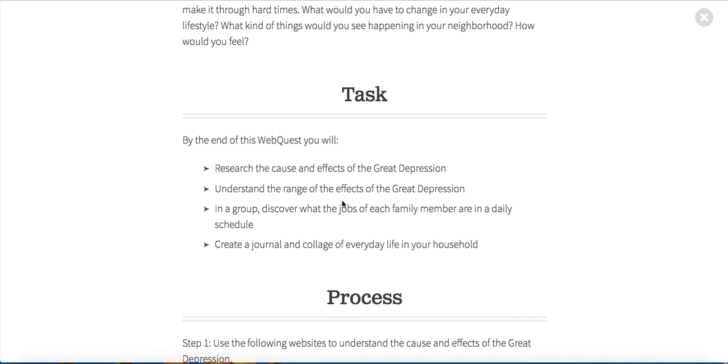So next we're going to introduce the tasks that they're going to do. They'll see this again, but just to give them an overview of their web quest, they're going to research the cause and effects of the Great Depression, understand that range of effects, and then understand how the family is impacted through the Great Depression, whether they're going to act as the mom, the dad, or the child, and just understand their daily schedule by creating a journal and a collage in their group together.